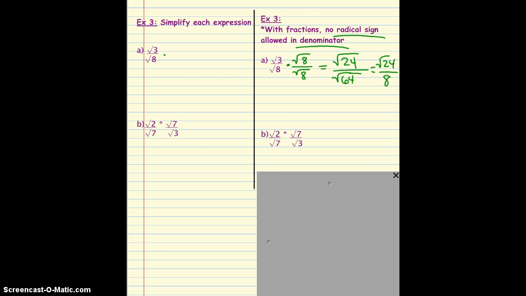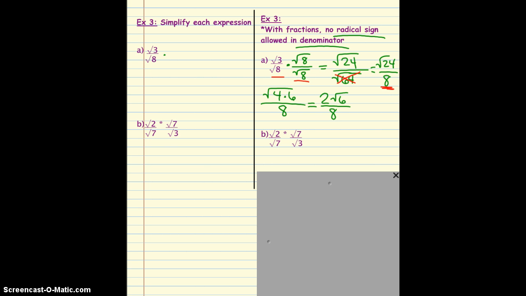And actually, you can most of the time just skip writing down this step of putting square root of 64 and just know that a square root times the square root of the same number equals just that whole number without the square root sign. It's kind of a nice little shortcut. All right, square root of 24 over 8. I think we can keep going with square root of 24. We can break that down into factors of 4 times 6, and it's still over 8. Square root of 4, that's a perfect square, that's 2. So we're going to have 2 square root of 6 over 8.